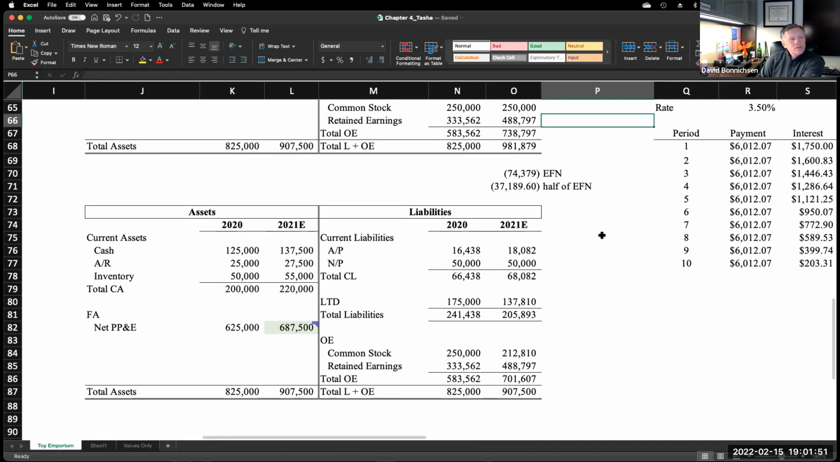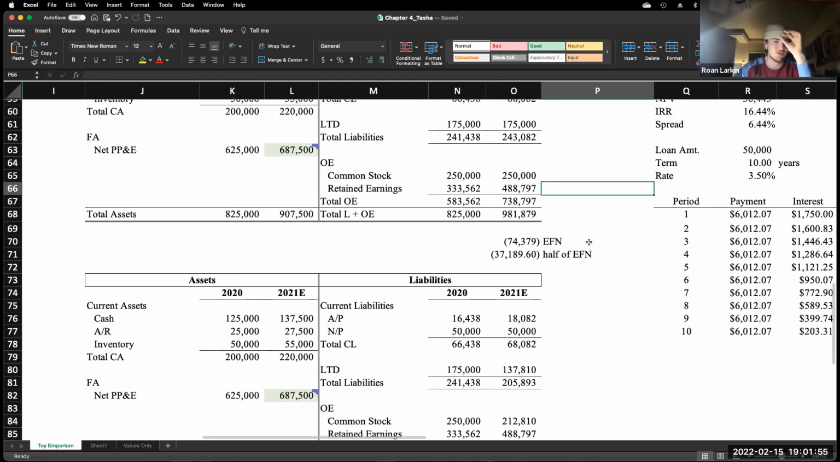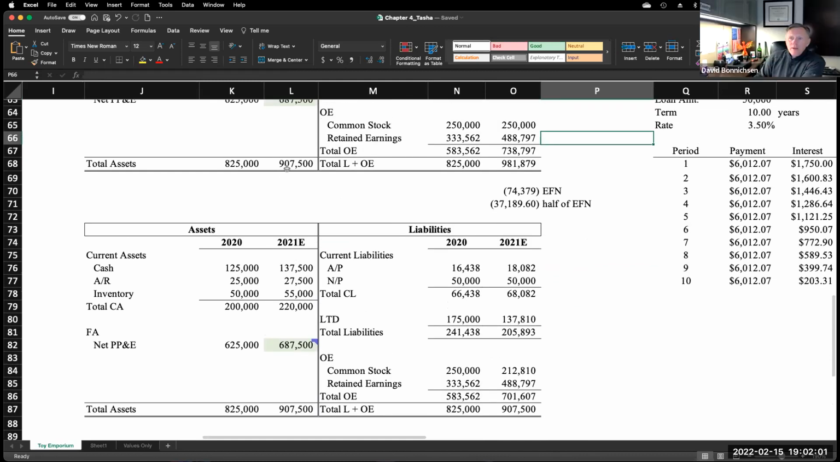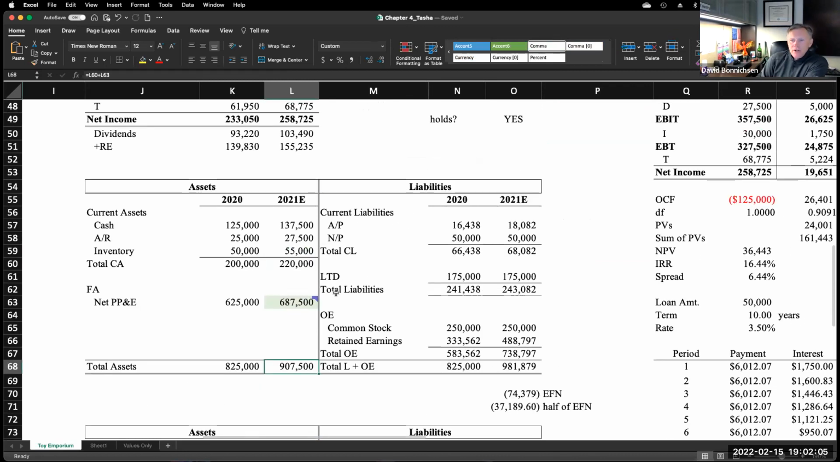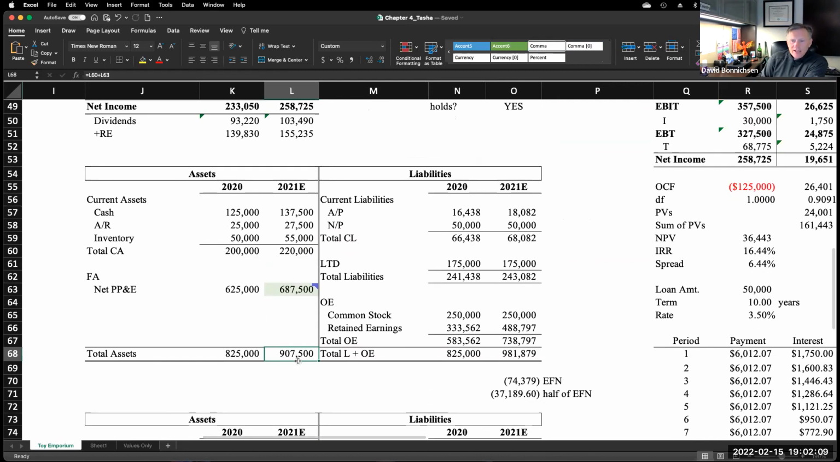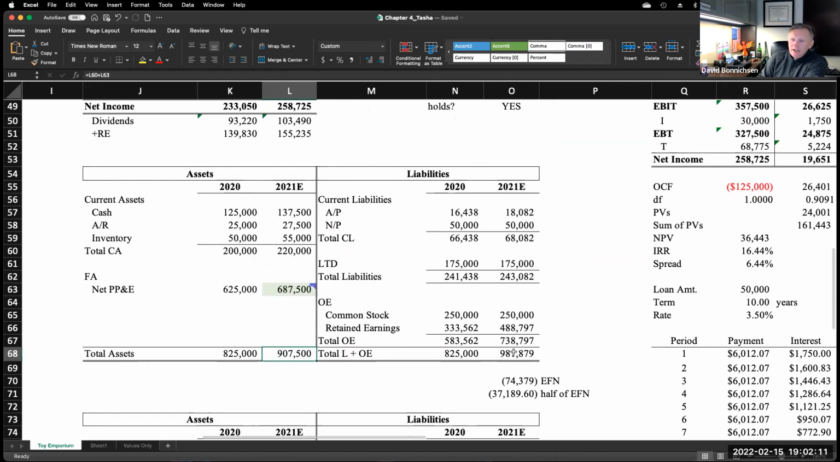Any questions? Go ahead, Seth. So you subtracted the half of the EFN from the common stock? Yes, because if we look at our out of balance sheet, we've got 907,500 on the asset side, and we've got 981,879. So we need to bring down the right-hand side of the balance sheet by 74,379.